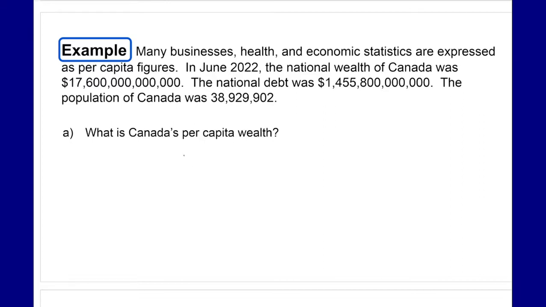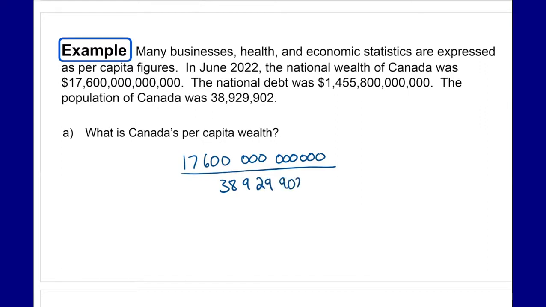So we take the wealth, the $17.6 trillion, and we divide it by the number of people. So 38,929,902. And when we divide those two, we get a per capita wealth, or an average, or the wealth per the average person of $452,094.64. So again, we're just essentially dividing two values.